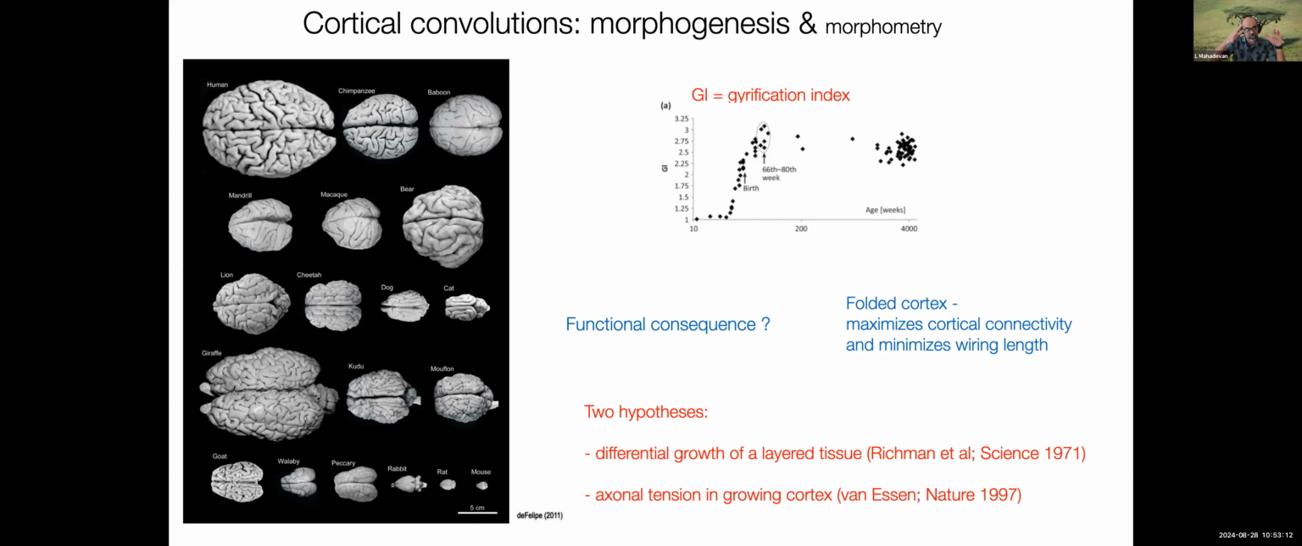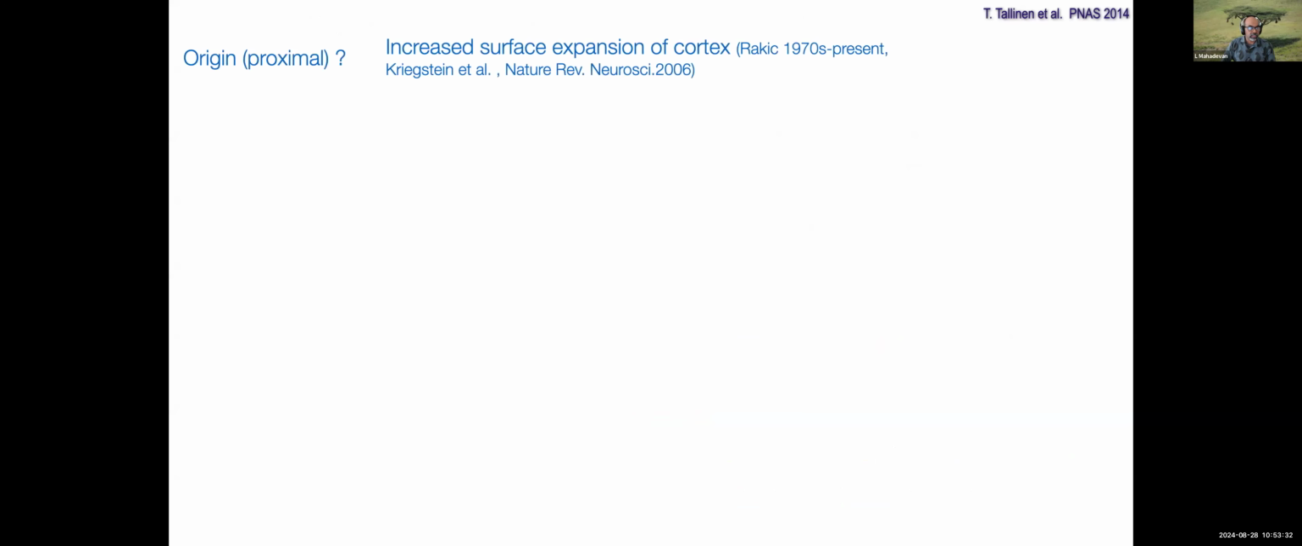One is that the surface is growing relative to the bulk, so the gray matter is growing relative to the white matter. And the second one is that instead of the gray matter growing relative to the white matter, the gray matter is pulled inwards by the white matter. So if you essentially have axonal tension in the growing cortex, that could essentially pull the surface and cause it to fold. Over the last 20 years or so, we now know that the second is almost certainly not correct, that it's primarily associated with increased surface expansion of the cortex, which can happen for 3 different reasons.